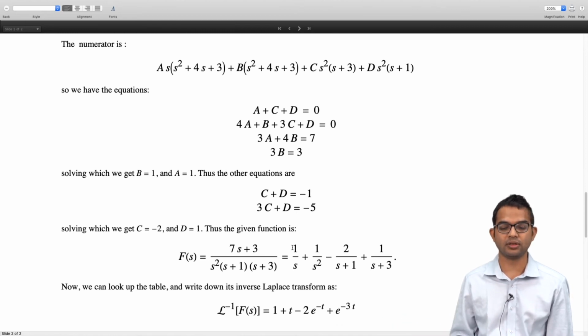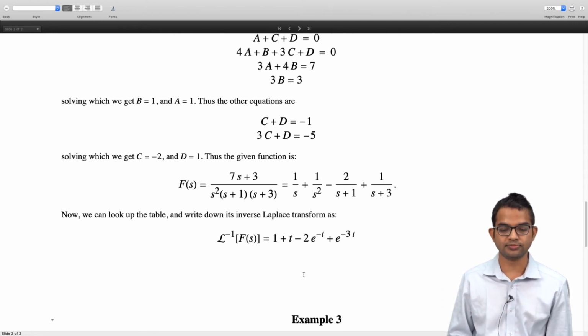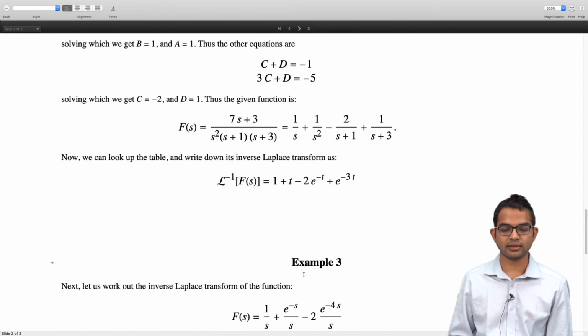So the inverse Laplace transform of this function now, 1 over s will give you 1, 1 over s squared will give a t, 1 plus t minus, these two will just give us these exponentials. So minus 2 times e to the minus t plus e to the minus 3t. Done. Very simple. Once we bring it into the right form, it's just simply a matter of looking up the answer from the table. So let's look at example 3.